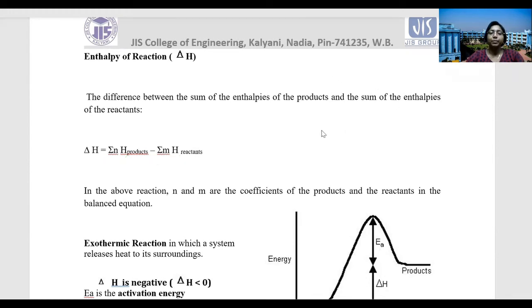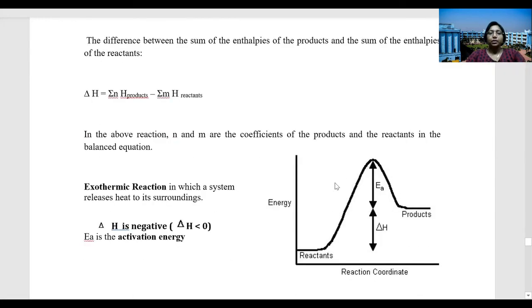I told you that enthalpy means the total heat content of the system. So here you can see in the above reaction, n and m are the coefficients of the products and reactants in the balanced equation.